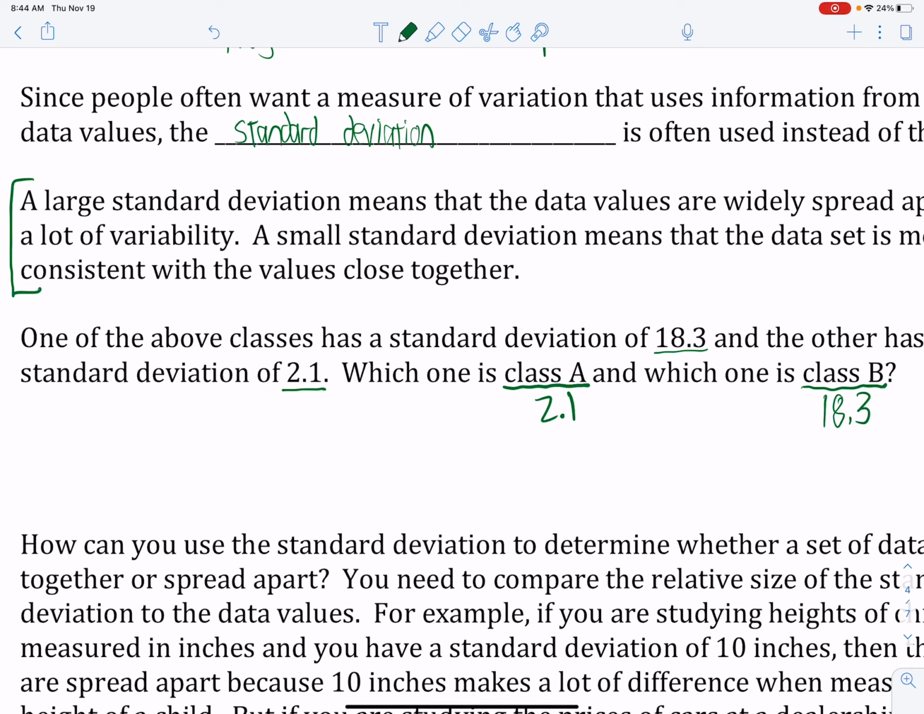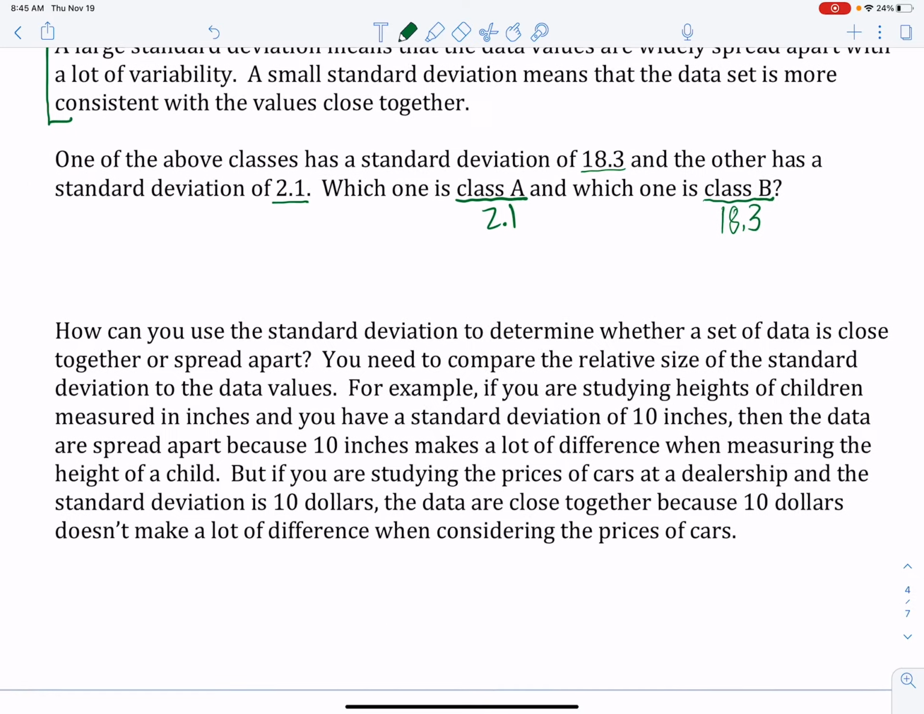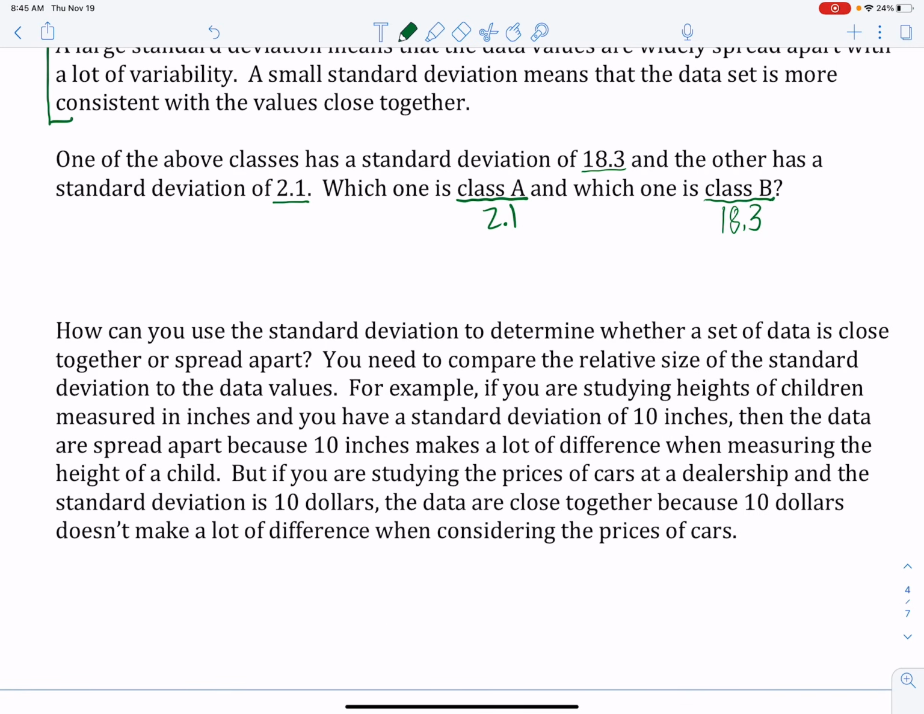So sometimes what I'll do is I'll give students a type of data value. I'll tell you what the standard deviation is, and I'll ask you if the data values are close together or spread apart. It's important to consider the type of data value you're talking about when you're answering those sorts of questions. For example, if I tell you that a data set has a standard deviation of 5.3, just from knowing that, you can't tell if they're close together or spread apart.